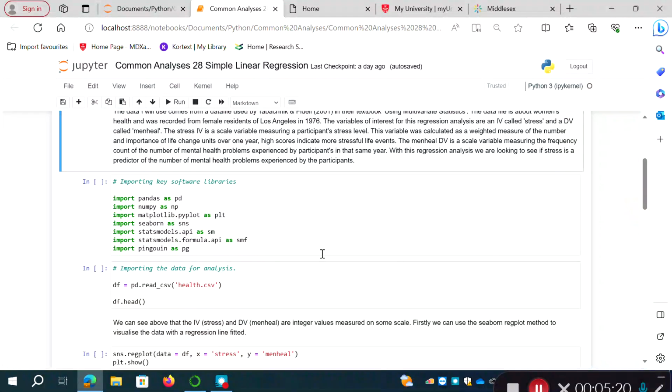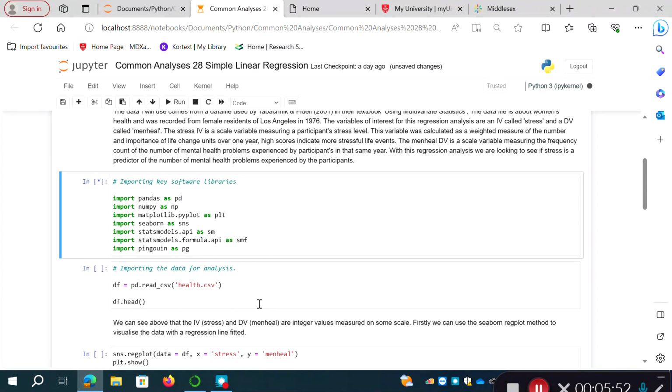Okay, so what I'm going to do is import the software libraries that we need. I'm going to import pandas as pd, numpy as np, matplotlib.pyplot as plt, seaborn as sns. I'm going to import statsmodels.api as sm, and then I'm going to import statsmodels.formula.api as smf, statsmodels formula essentially, so this little nickname that I'm giving it. And then I'll import pingouin as pg as well. These are kind of standard nicknames used for these different software libraries.